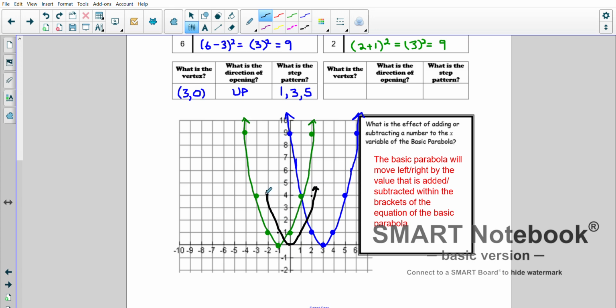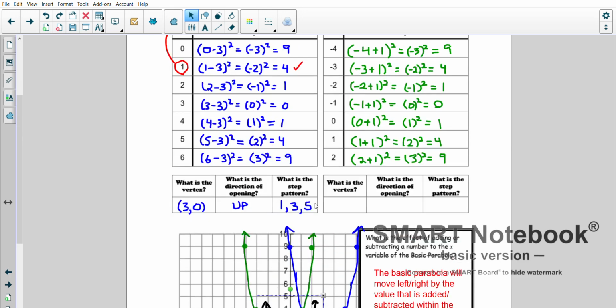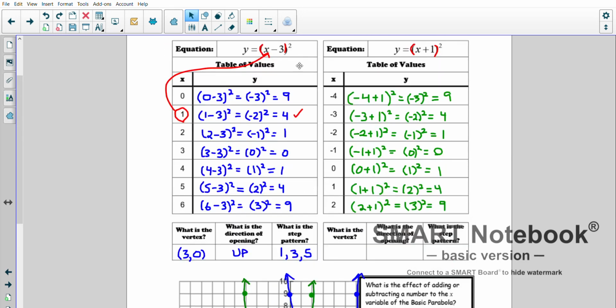So what happened to this basic parabola that gave me the blue graph? Well, it's pretty obvious to see what happened here. It shifted over, not up or down, it shifted to the right. How many? Is it just some random amount? No. It went over 1, 2, 3. It went over 3 units to the right. So again, we're not going to be graphing using a table of values. You're going to be able to look at the equation and hopefully know the effect of the change, they call it a transformation, that's happening to it, and be able to make the new graph.